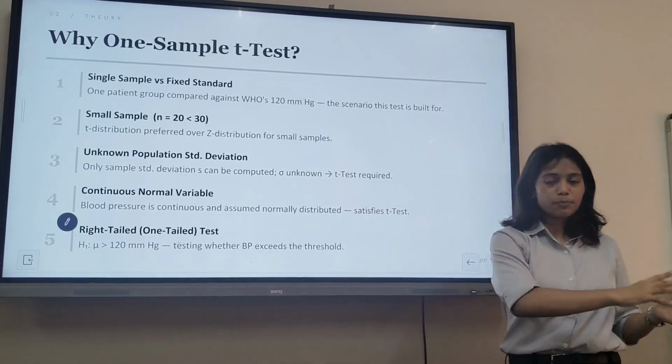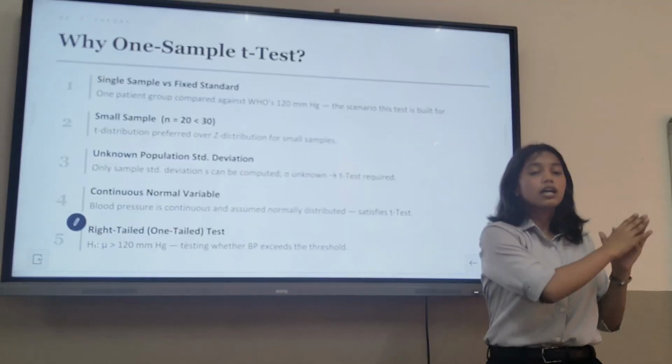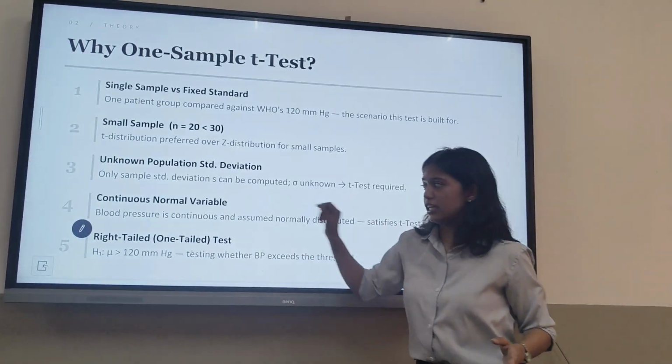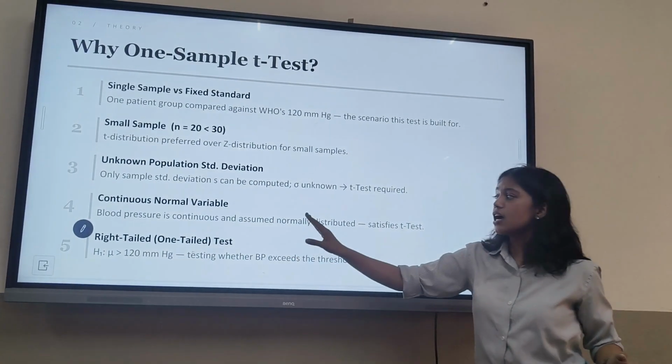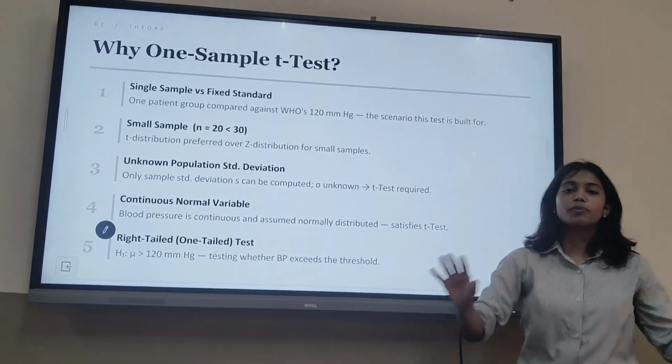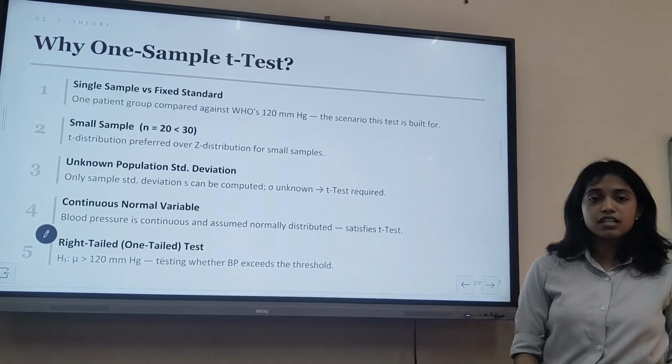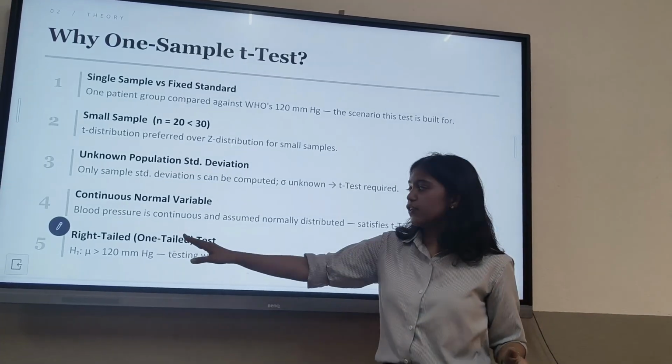Also, the blood pressure that we are calculating is in continuous variable format. Continuous normal variable. Blood pressure is continuous and assumed normally distributed. That's why we are going to use one sample t-test. And last but not least, right tail one tail t-test.